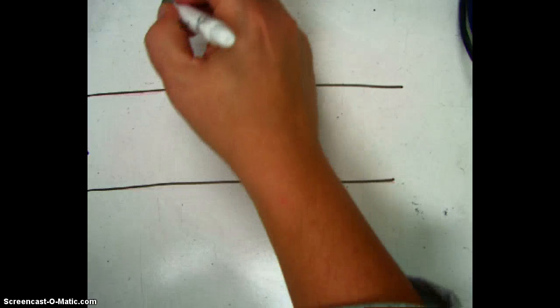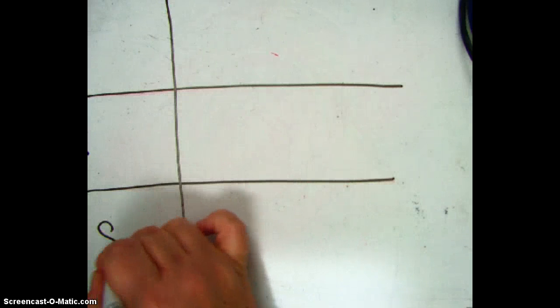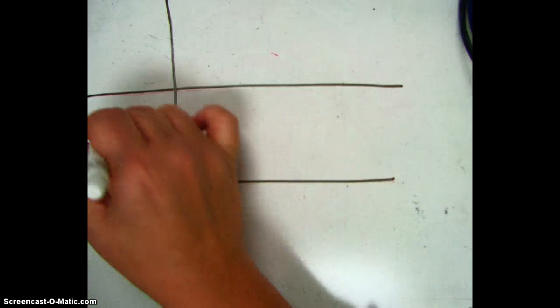Okay, so this is a review of one of the foldables that we made in class, talking about the states of matter. We're going to talk about the states of matter with water. Okay, so liquid water, solid water, which is ice, and then water vapor, which is found in the air as humidity.